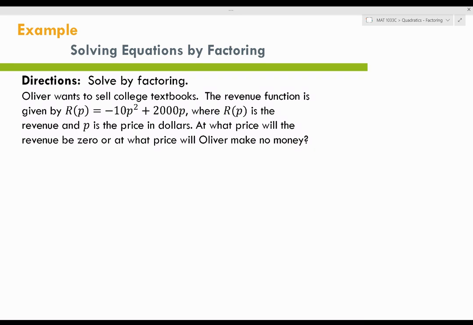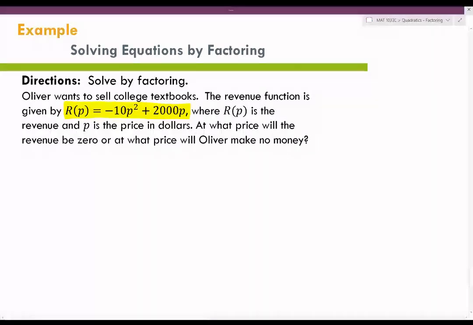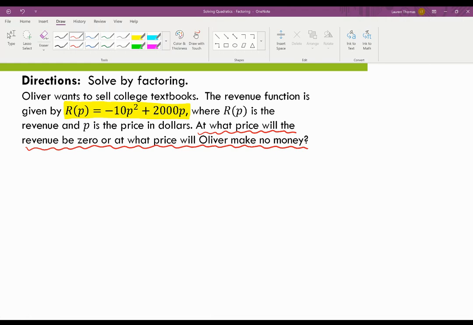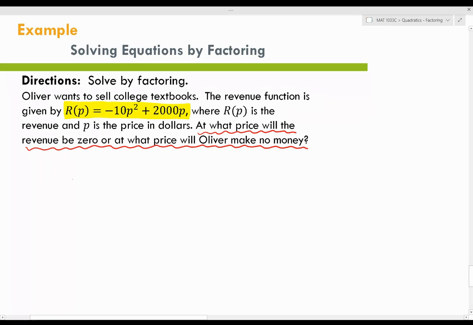Okay, so let's highlight the important information in our problem. So our revenue function is R of P equals negative 10P squared plus 2000P. And the question that they want us to answer is at what price will the revenue be zero, or at what price will Oliver make no money? Okay. Well, if revenue equals zero, or he makes no money, we're going to set our function equal to zero. So we're going to have 0 equals negative 10P squared plus 2000P.